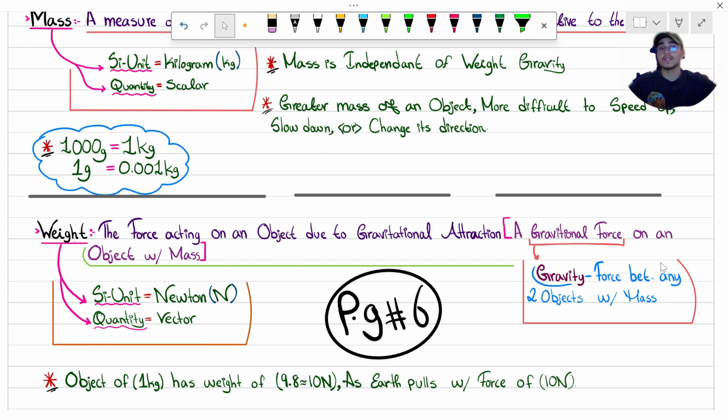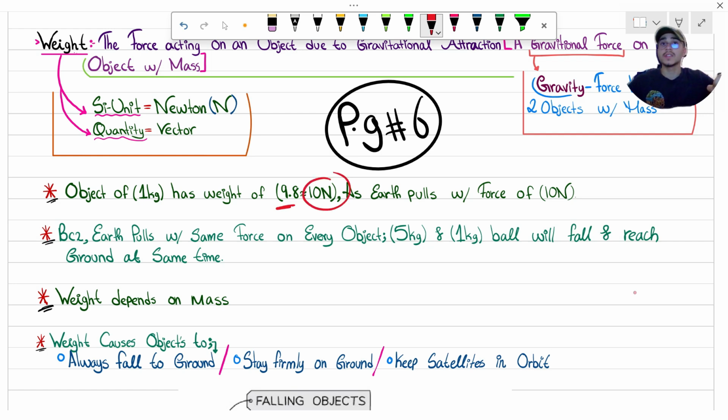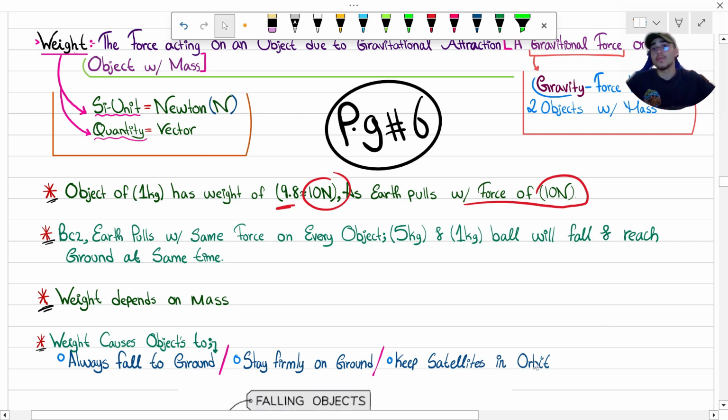If you want to find your weight through your mass, you can use the formula which we're going to learn in a bit. An object of 1 kilogram has a weight of 9.8 newtons, but we usually use 10 newtons in our exams because Earth pulls with a force of 9.8 newtons, approximately 10. So a 5 kilogram ball and a 1 kilogram ball are both going to fall at the same rate, because Earth pulls on all objects with the same acceleration.